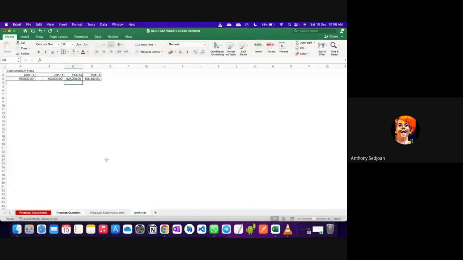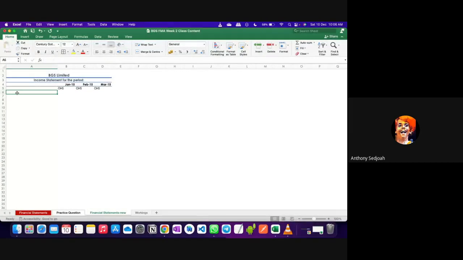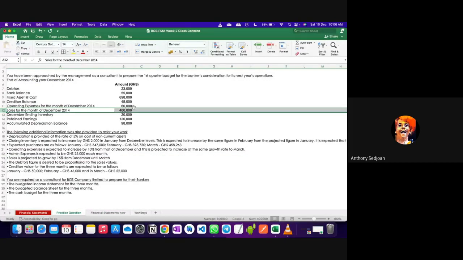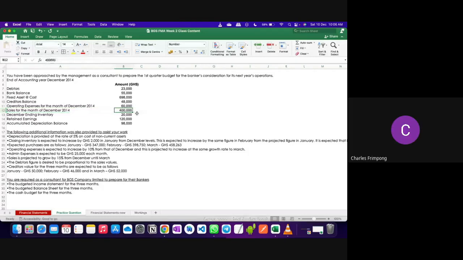So now that we have our sales figures, let's go and put them in our financial statements. We already have the value for December, which is 400,000. Whether there was an increment in December or not, we don't really care, because the question says that December 2014 is 400,000. This 400,000 can be after the 15% increments or whatever percent increment, but the question gave us the figure.